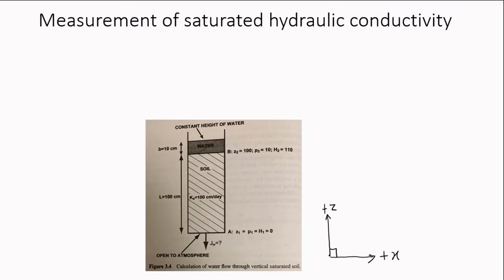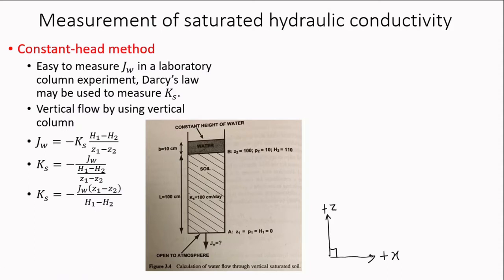Okay, now let's look at the measurement of saturated hydraulic conductivity. We can use a method called the constant head method. The constant head method is one of the methods that can be used to measure the saturated hydraulic conductivity. It is easy to measure the water flux in a laboratory column experiment, because we can gather the water leaving the soil column at the bottom. We just measure the volume leaving the soil column over time. And then we can calculate the volume in meter cube over time, which can be in seconds, minutes or hours. So we can calculate the Jw, the water flux.